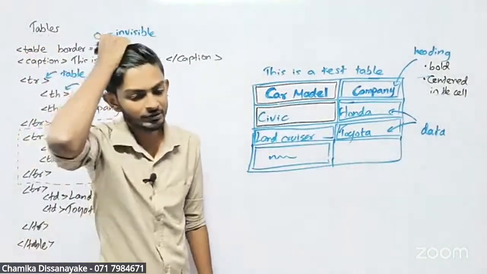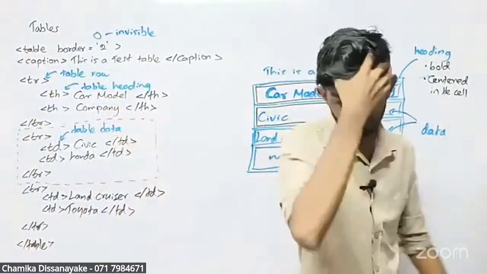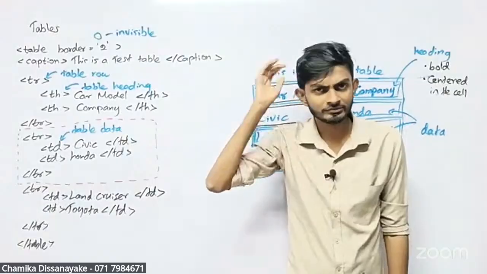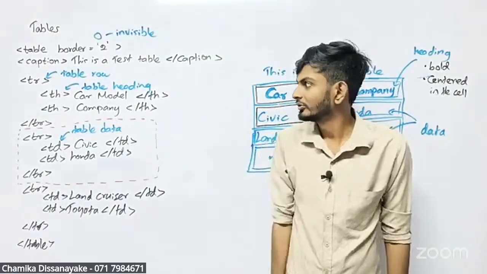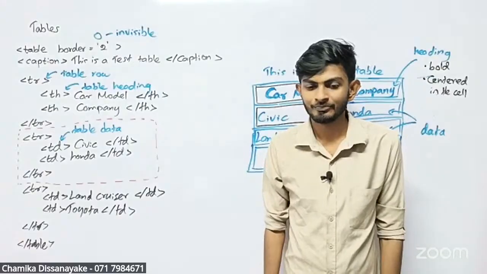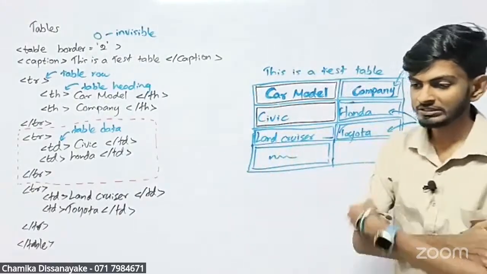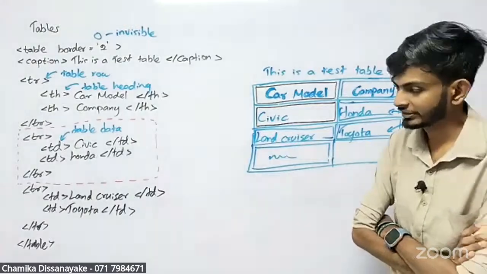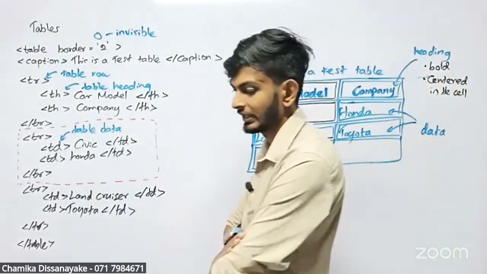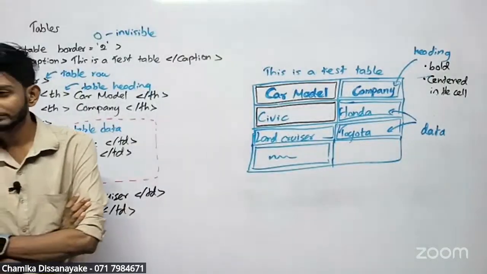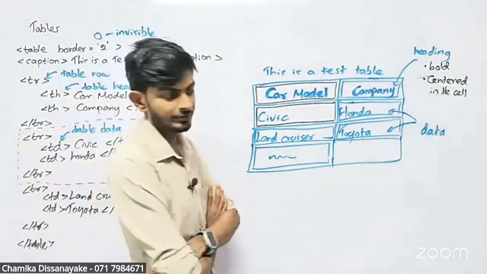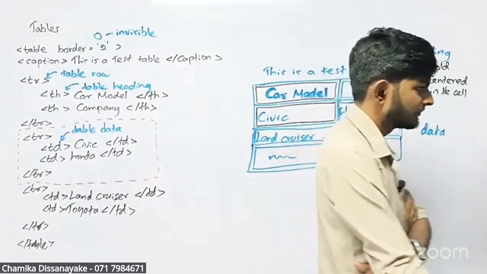Right. Let's write that one. I think you got this one. So let's write this one and then let's move to the other attributes. Put the topic: tables, or insert tables. Okay, write the first point.